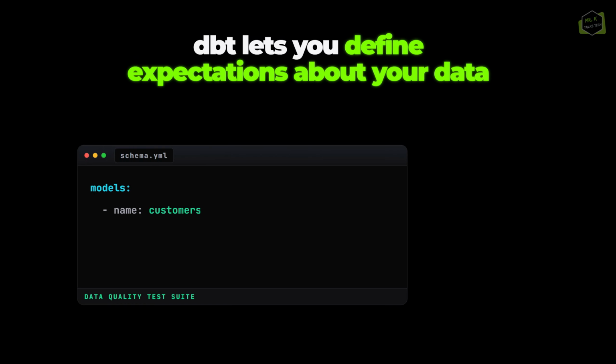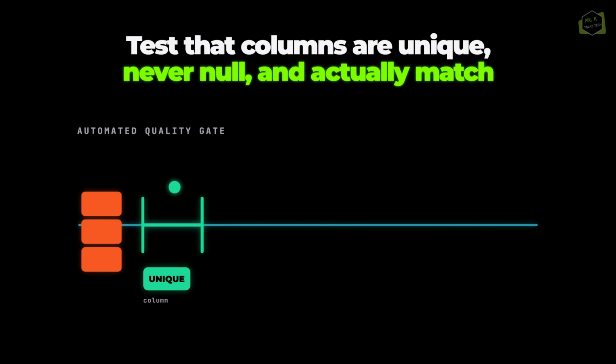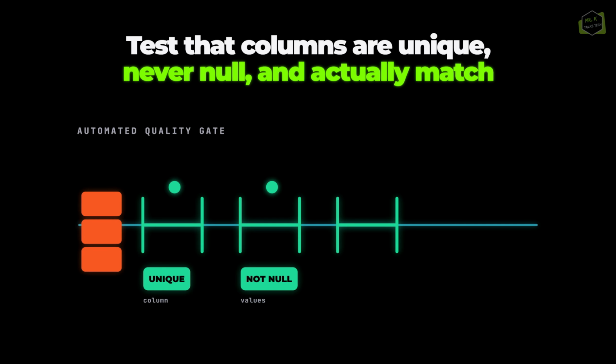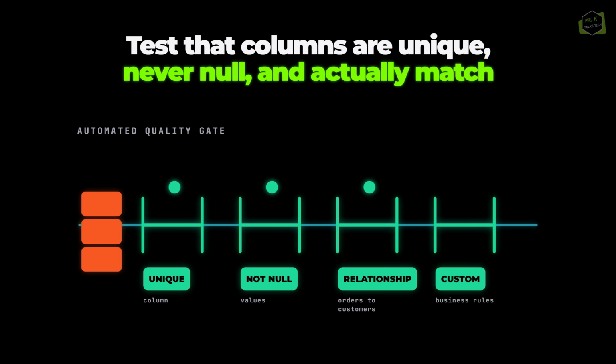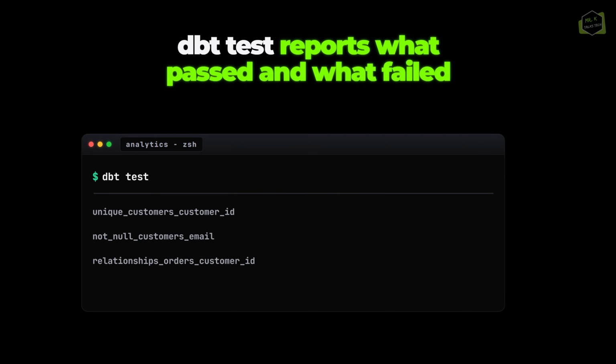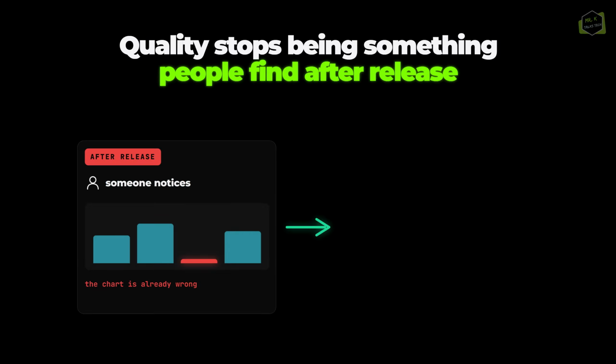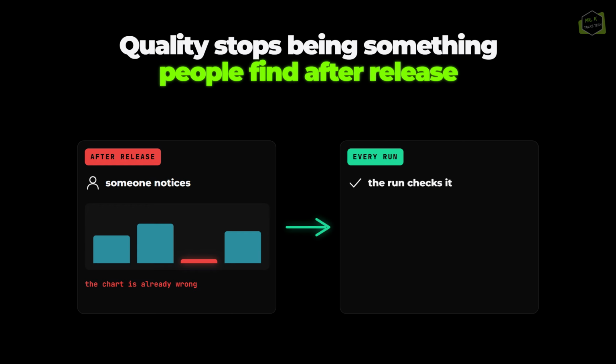DBT allows you to define expectations about your data. You can test that a column is unique. You can test that important values are never null. You can test that every customer ID in the orders table exists in the customer table. And you can create custom tests for your own business rules. When DBT test runs, DBT checks those expectations and reports which tests passed or failed. This turns data quality from something people discover in a broken dashboard into something teams can check automatically during development and deployment.